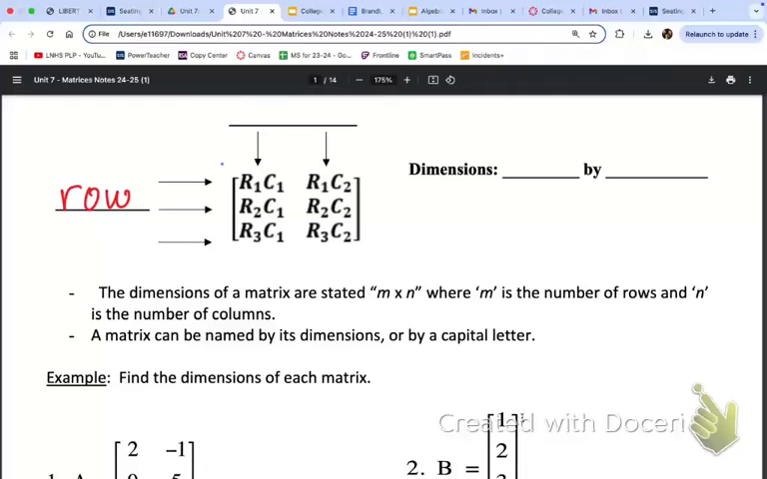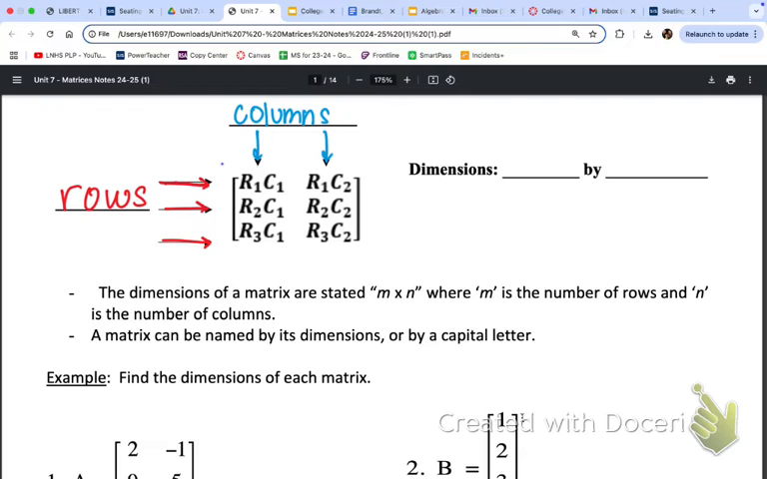All right, we're starting. On the left side here, you see the rows. There are 3: 1, 2, 3. On the top, these are called columns. Rows go left to right. Columns go up and down.